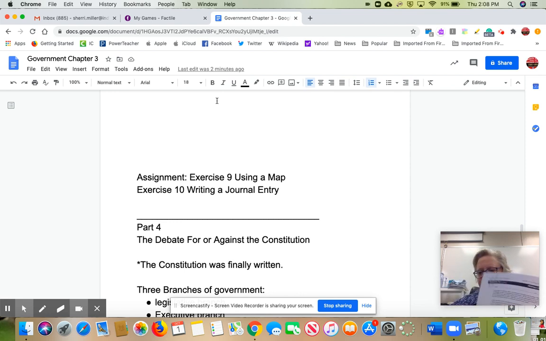Here's the harder one. I want you to try it. I know it's going to be a little bit more difficult. Exercise 10 is writing a journal entry. It says a journal is a private diary of someone's thoughts and feelings. Imagine you are a delegate to the Constitutional Convention. On the lines below, write a journal entry about one day at the convention.